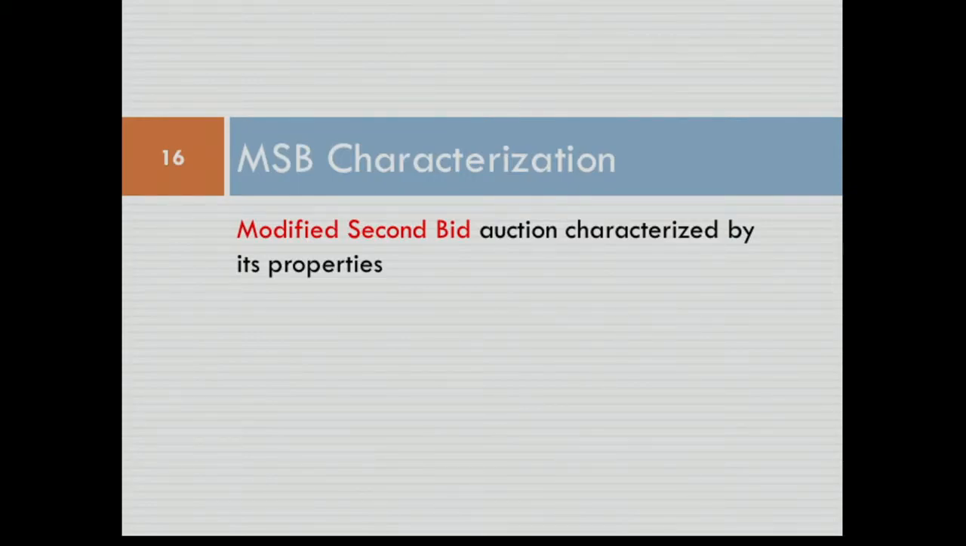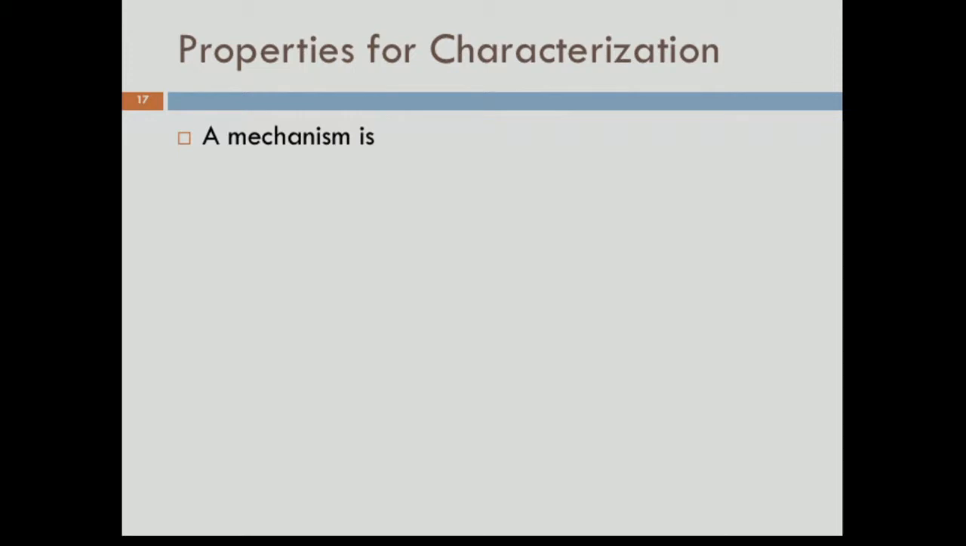Okay, so that's what opt looks like. Here's a modified second bid auction, and I'm going to begin by characterizing it by its properties. So where did we come up with this idea of taking the ratio of the highest to the second highest bid? So this is going to be an axiomatic characterization, and then we'll do something numerical.